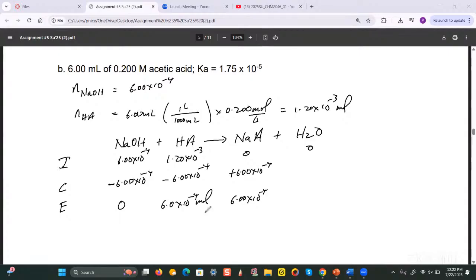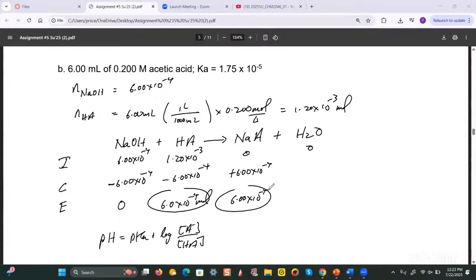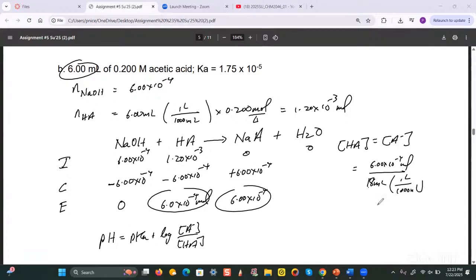And again, it's going to be the same thing. The pH is going to be equal to the pKa as we saw before. pH will be equal to pKa plus log of the concentration of A minus divided by the concentration of HA. If we calculate the concentration of HA, it is going to be equal to the concentration of A minus, which will be equal to 6.00 times 10 to the minus 4 moles over the volume. The volume would be 6 mils plus 12 mils, so it's going to be 18 mils just like before, times 1 liter over 1,000 mils. And this is going to give you 3.3 times 10 to the minus 2.